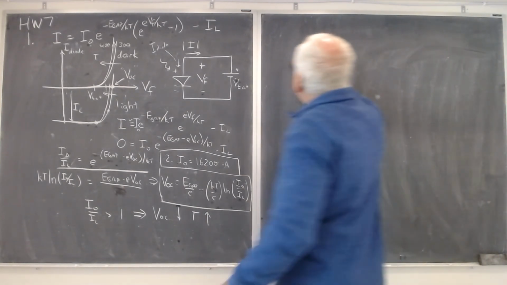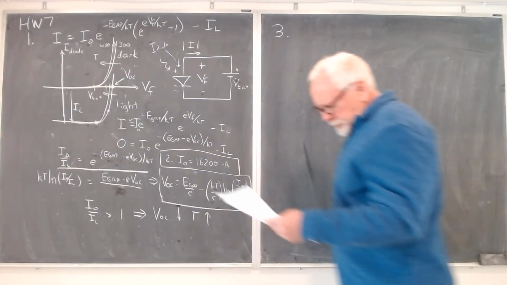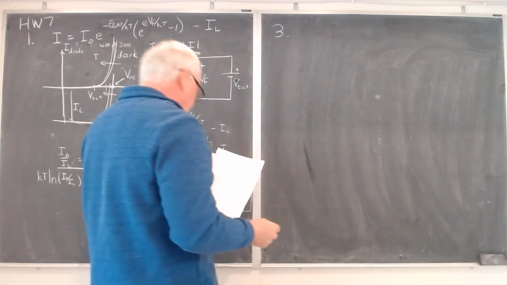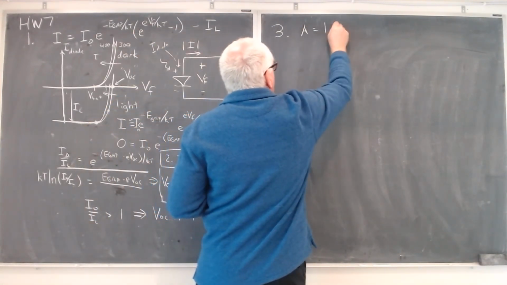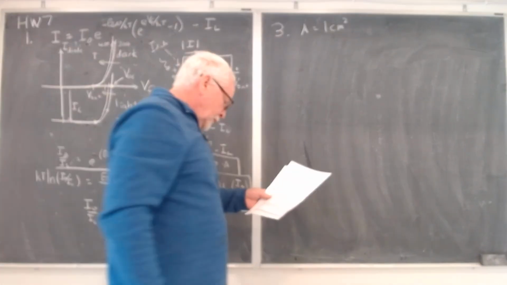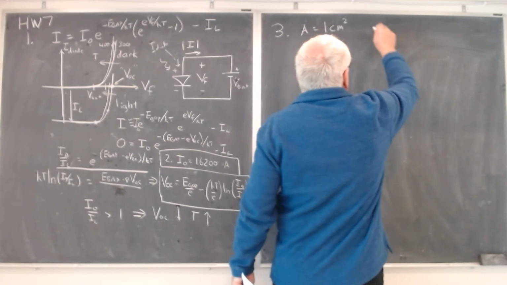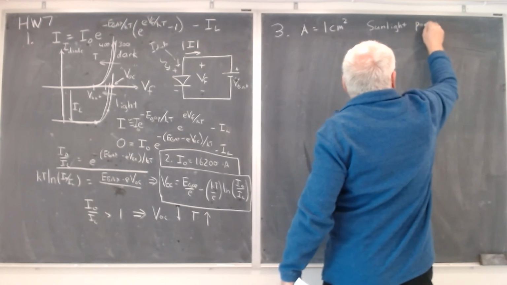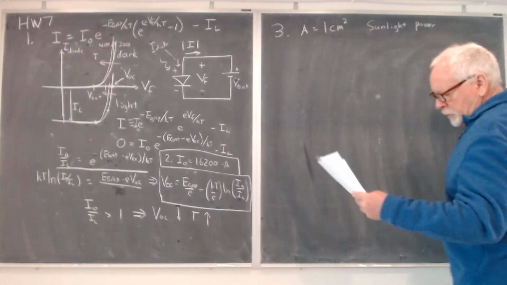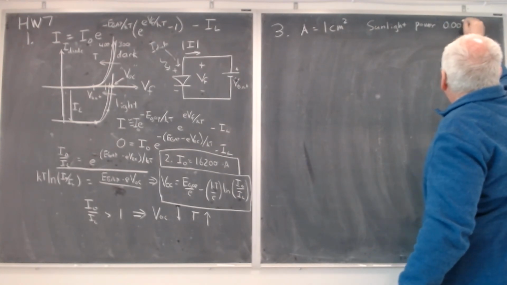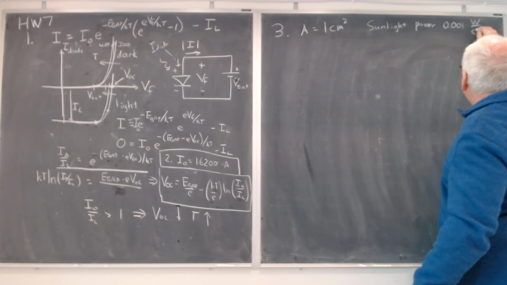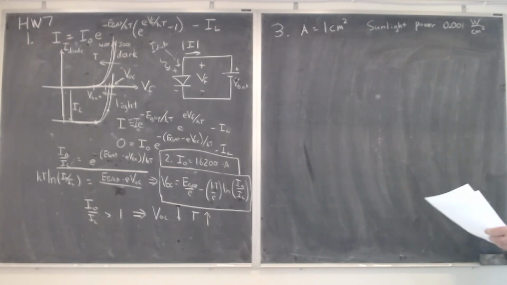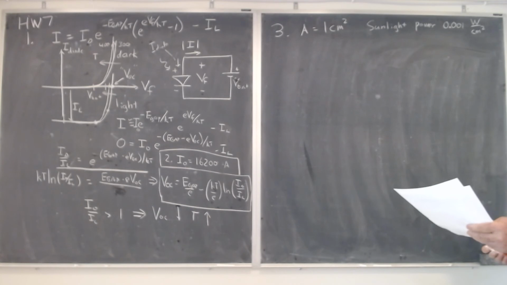And do problem 3. So problem 3 was, I said that, okay, you have your 1 by 1 centimeter device. Remember, that's the same value. So A is equal to 1 square centimeter. And I told you that full sunlight has a power of watts per centimeter squared. All right, and the problem is set up for you to think it through.